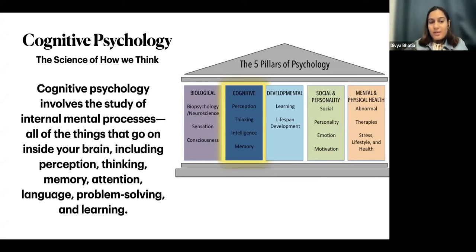So what is cognitive psychology? It involves the study of internal mental processes, all of the things that go on inside your brain, including your perception, your sensation, your thinking, your memory, your attention, language, reasoning, problem solving, and also learning. So there are 5 major pillars of psychology, and cognitive is one of them, and a very important one.